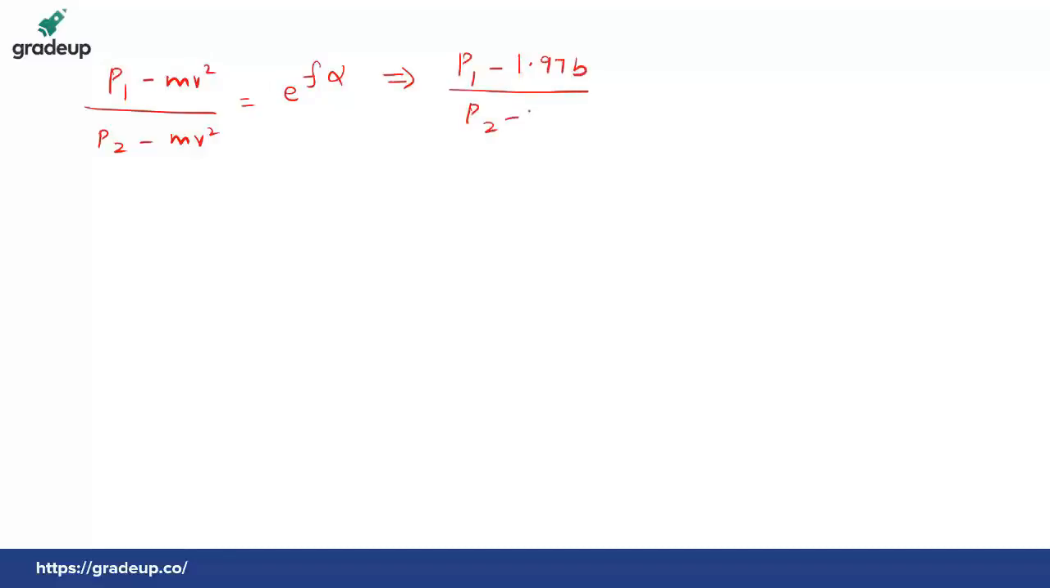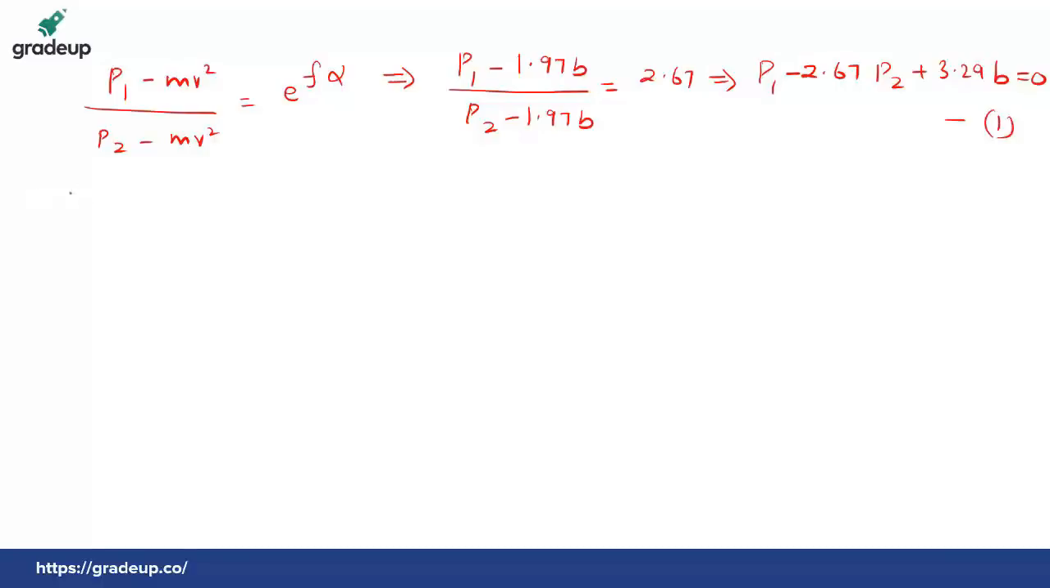Now using the relation (P1 minus mv square) upon (P2 minus mv square) is equal to e raised to the power f alpha, where P1 and P2 are the tensions. From here this equation becomes (P1 minus 1.97 b) upon (P2 minus 1.97 b) is equal to 2.67. On solving and simplifying this, we get the equation P1 minus 2.67 P2 plus 3.29 b is equal to 0. Let us take this as equation number 1.